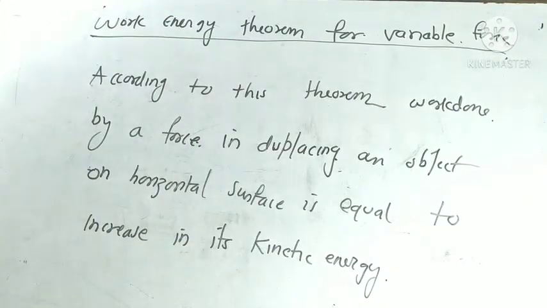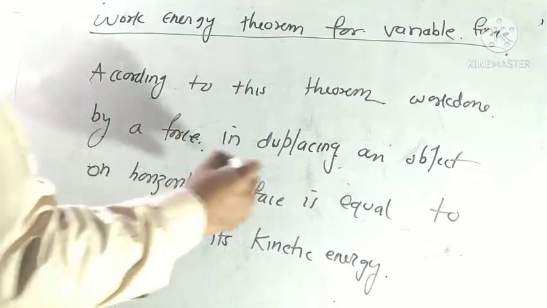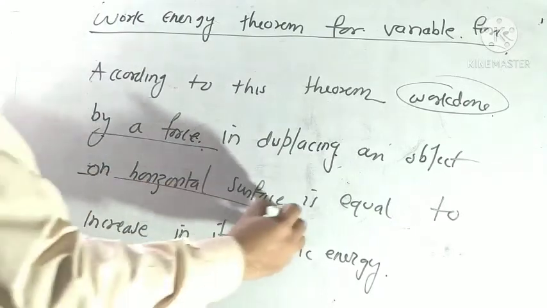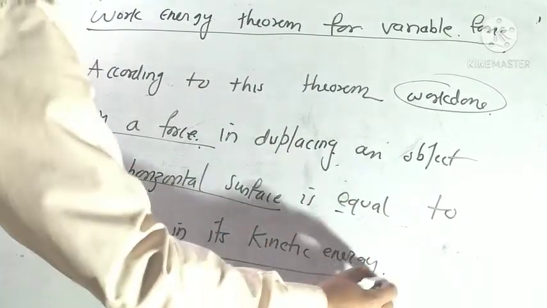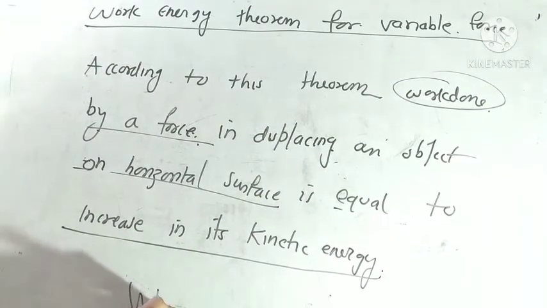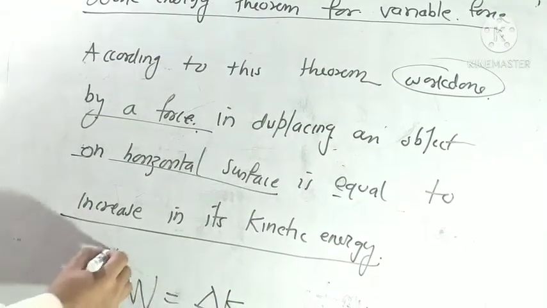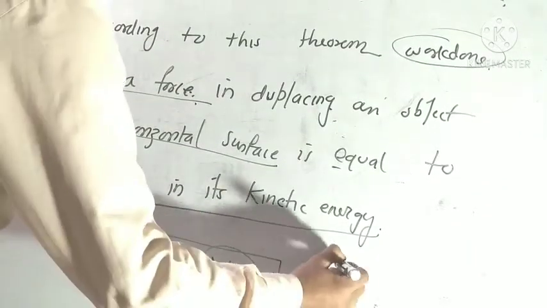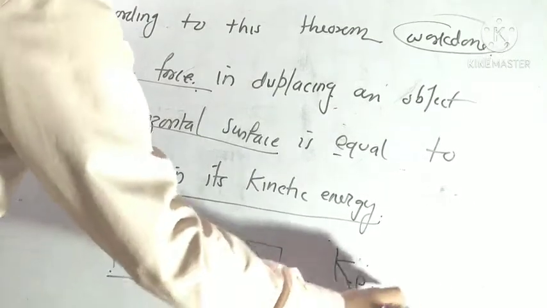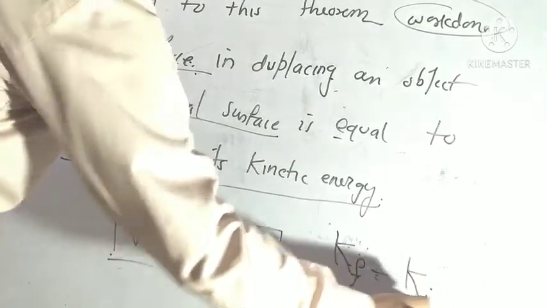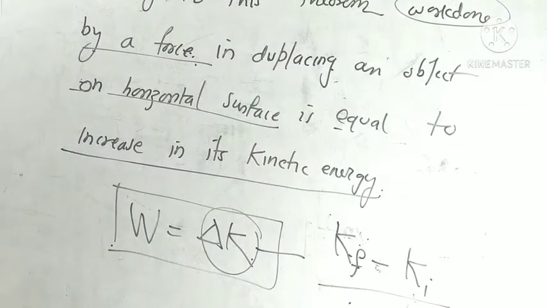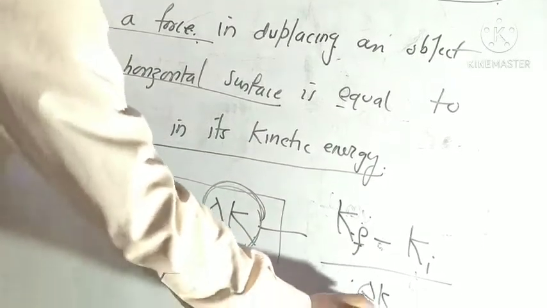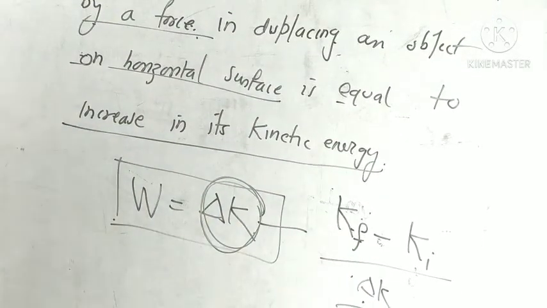According to this theorem, the work done by a force in displacing an object on a horizontal surface is equal to the increase in its kinetic energy. I mean the work done is equal to the increase in kinetic energy. This increase is the kinetic energy at the final point minus the kinetic energy at the initial point. The difference of both these kinetic energies is delta K, the change in kinetic energy. So work done is equal to the change in kinetic energy.